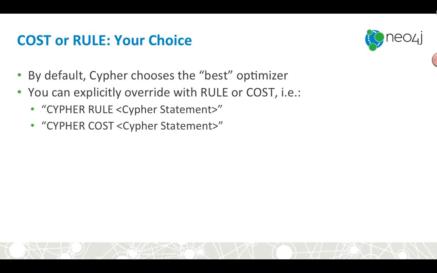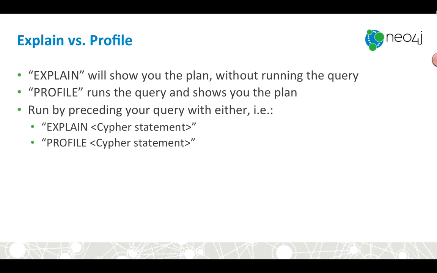We still have the rule-based optimizer I mentioned, and you can choose whether to use cost and when to use rule. By default, Cypher will do the best job of choosing what it thinks is the best optimizer, and usually it chooses the right one, but not always. And if you want to experiment and try tuning your query, then I'd encourage you to try forcing Cypher to use the rule or cost-based optimizer. And here's how you do that. You just say Cypher rule and then your Cypher statement, Cypher cost, then your Cypher statement. And again, your feedback there would be welcome as well.